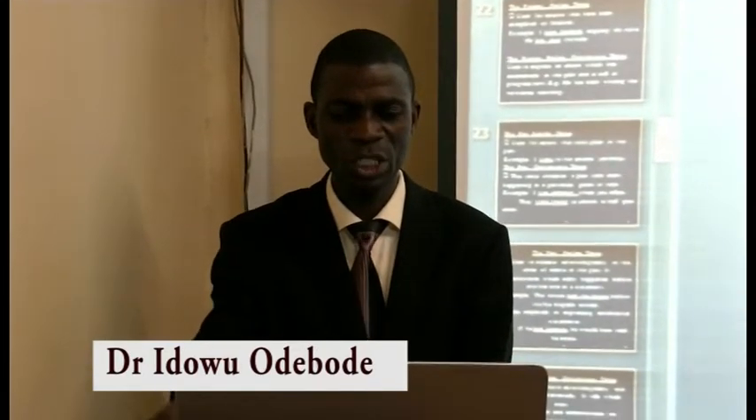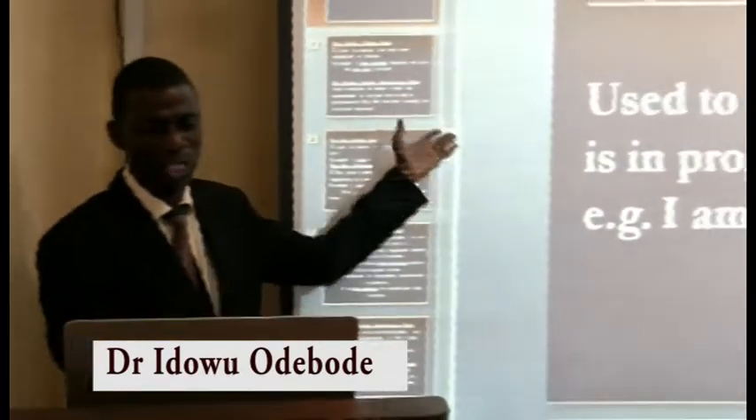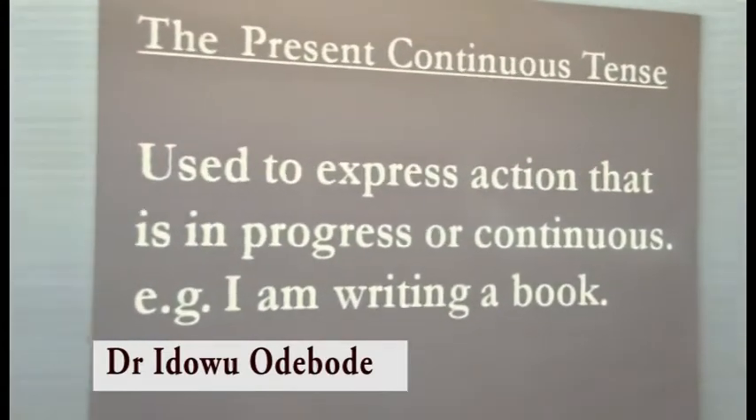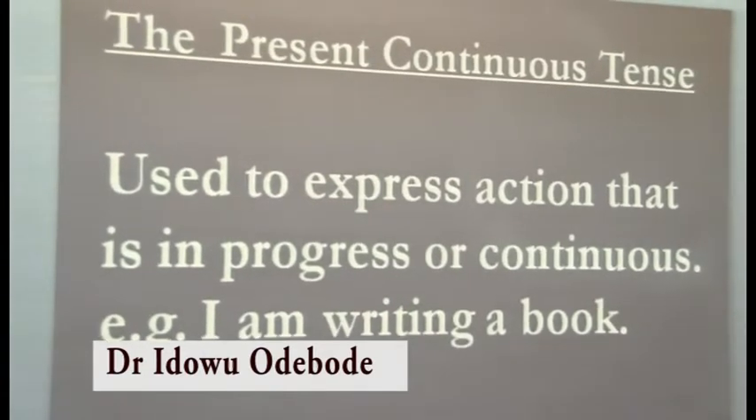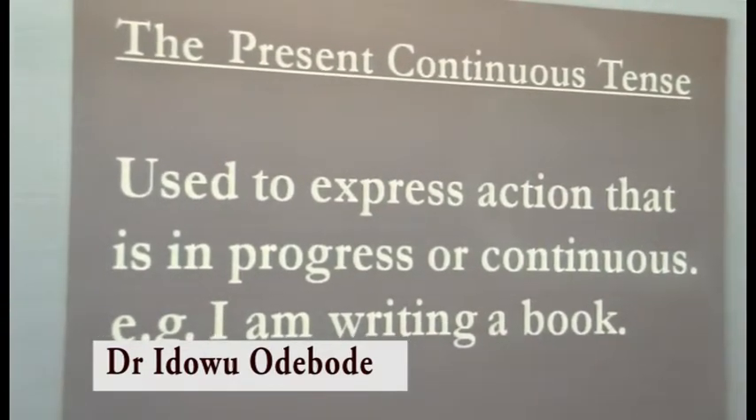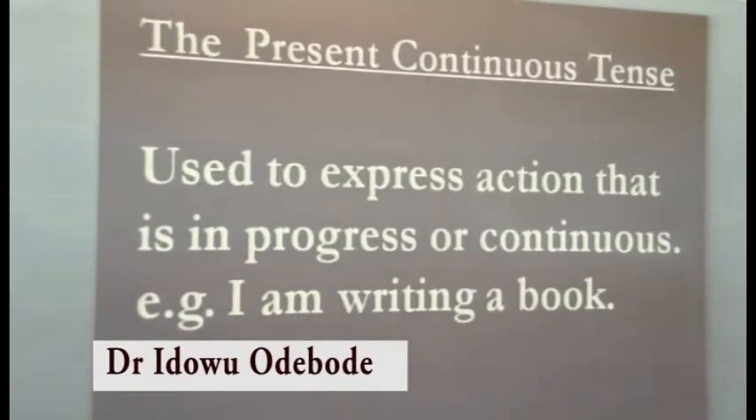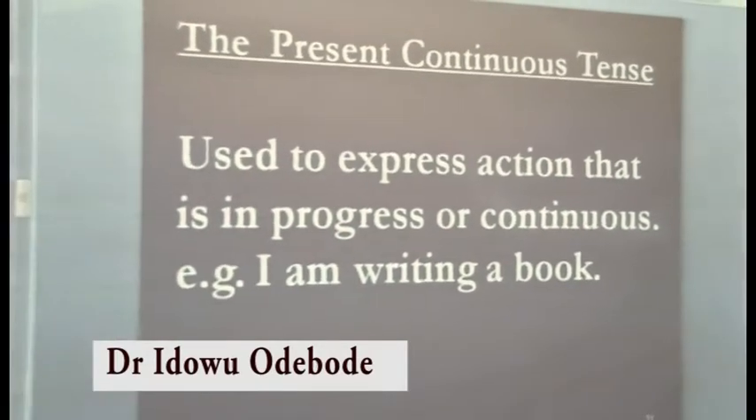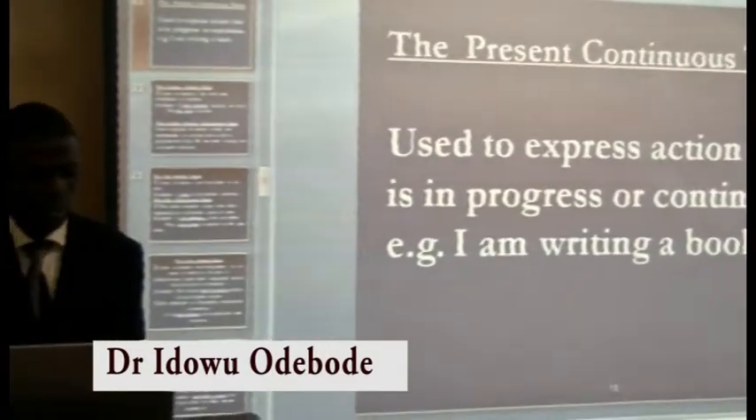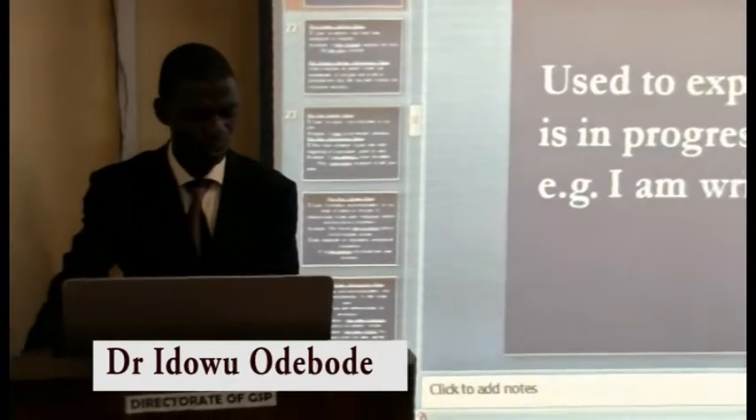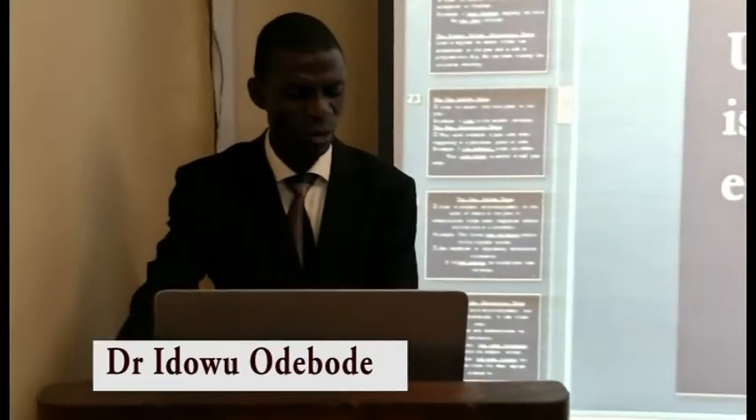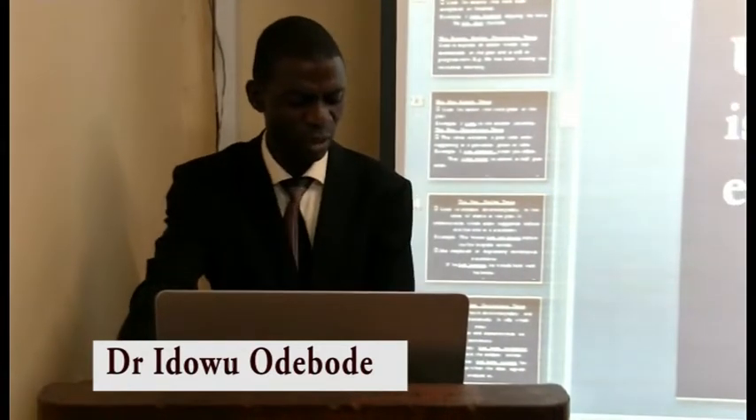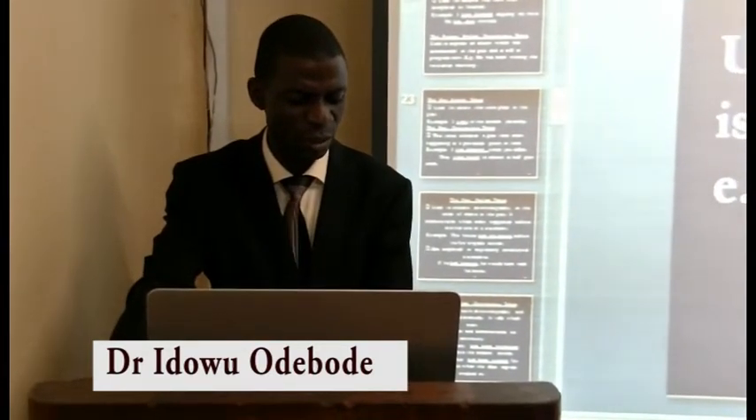The present continuous tense. This is used to express action that is in progress or continuous. For instance, I am writing a book. She is eating rice. The present continuous tense can also be used for future expression, as in, the senior students are convoking next week. The matriculation ceremony is taking place tomorrow. This tense can as well be used to indicate regular habits or habitual activities, as in, mommy is always talking because she is a trader. Daddy is always praying because he is a clergy.